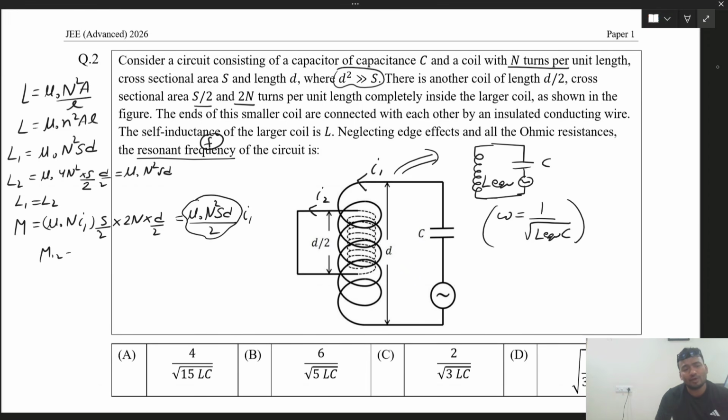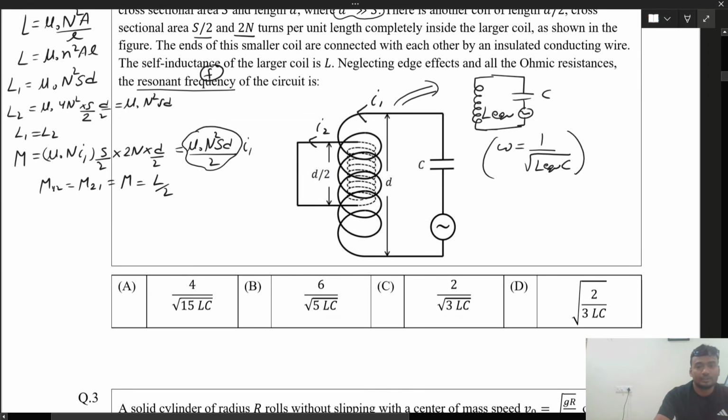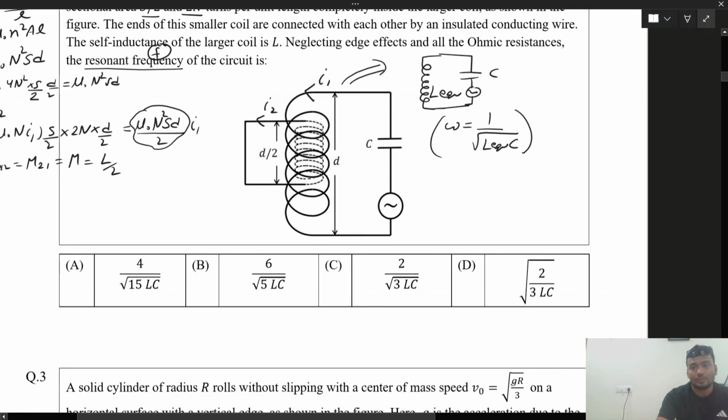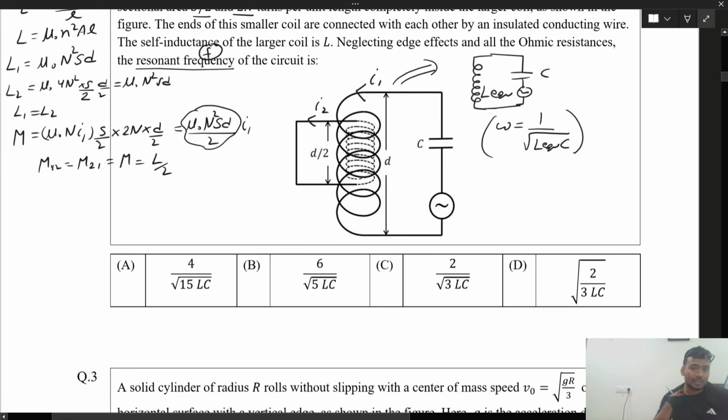So basically M12 from that principle of reciprocity, M21 is M, which is actually equal to L by 2. Now यहाँ तक तो बेटा this is for our use. Now the actual question starts. Now you write down EMF equation for both of the coils.